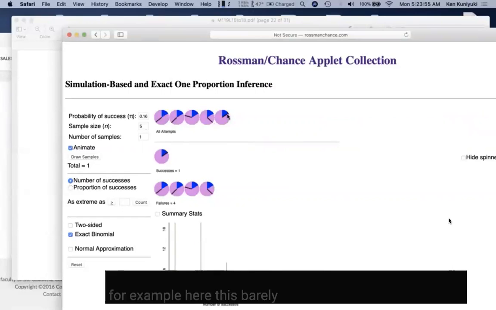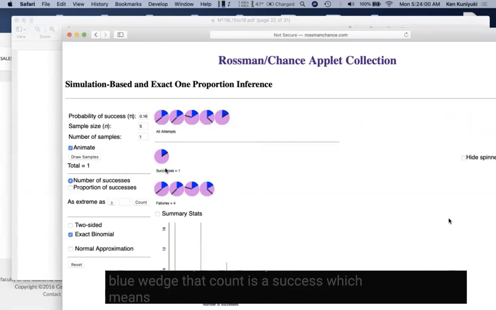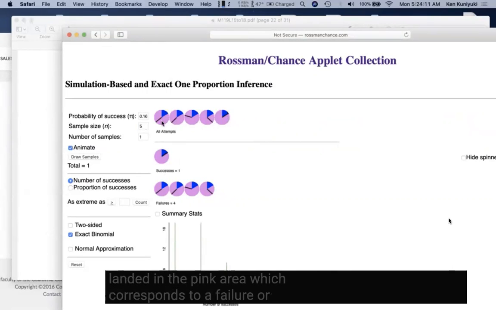For example, here, this barely counts as a success. The spinner barely enters that blue wedge, that counts as a success, which means that the die came up a 4 or the biased coin came up heads. But in these 4 other rolls or flips, the spinner landed in the pink area, which corresponds to a failure, or 5/6 of the pie. So we had 4 failures over here because the spinner landed in the pink failure pieces of the pie. So among these 5 die rolls or coin flips, we had 1 success, just barely, and 4 failures, 1 head and 4 tails, if 1/6 is the probability of heads.